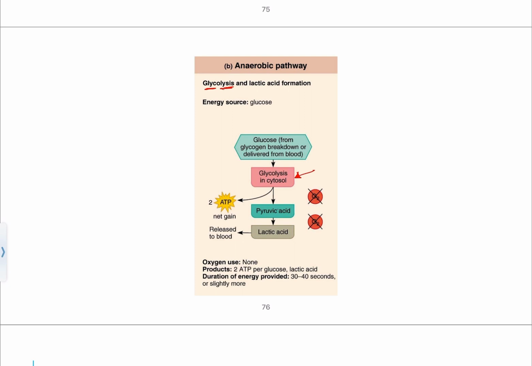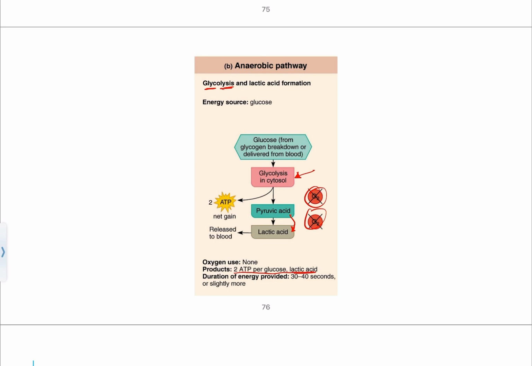And then in the event that we do not have oxygen available, we take the pyruvic acid that we just made from splitting glucose in half and convert it into lactic acid, which is released in the blood, and they can go to our kidneys or liver or elsewhere to be used. We get about 2 ATP per glucose, and we also get lactic acid as a result.